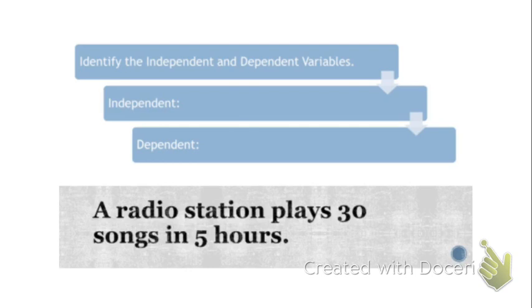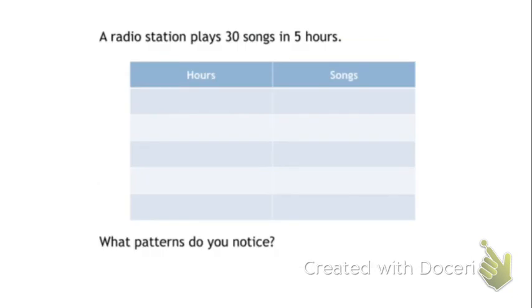Now, let's practice with identifying independent and dependent and calculating unit rates and constants of proportionality given this situation. In this situation, a radio station played 30 songs in 5 hours. So, we're going to make our input. By the way, when you're dealing with input and output, or independent and dependent, and time is a variable, time is always going to be independent because time does not depend on anything. So in this case, because we're dealing with time, time is going to be our x, our independent, and songs will be y.